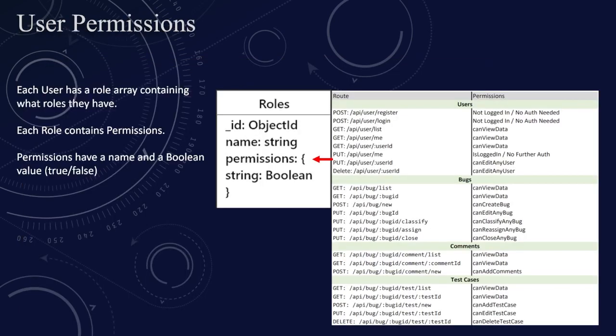These are the user permissions. So each route has its own permission that's required. Some of them don't need a route permission, and some of them just require you to be logged in, or maybe not logged in, depending on which route.